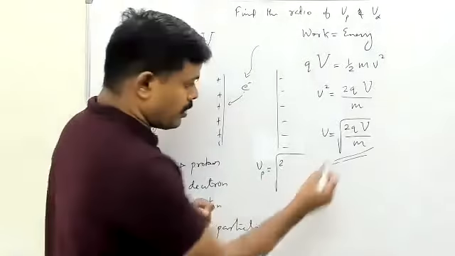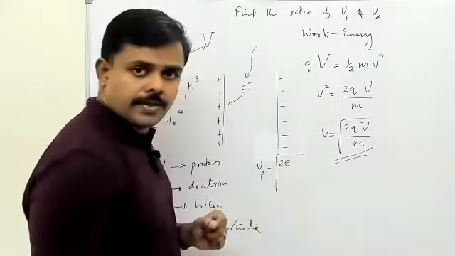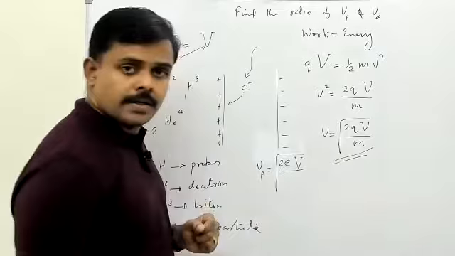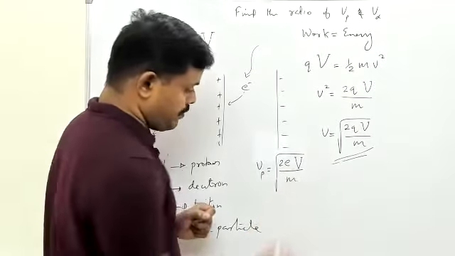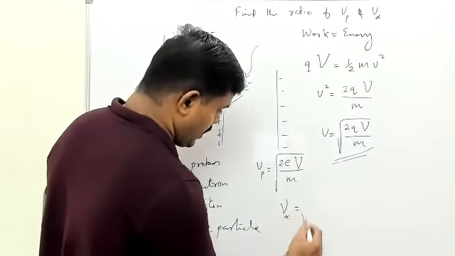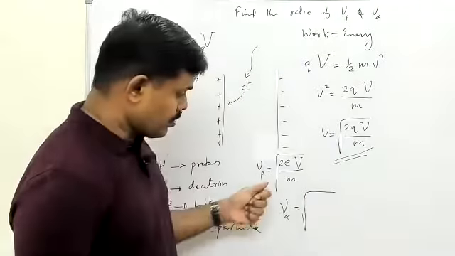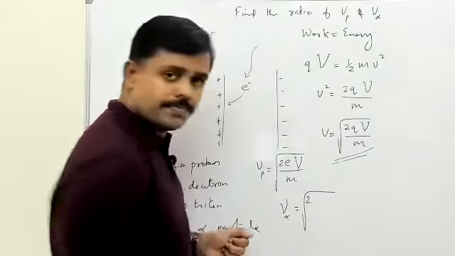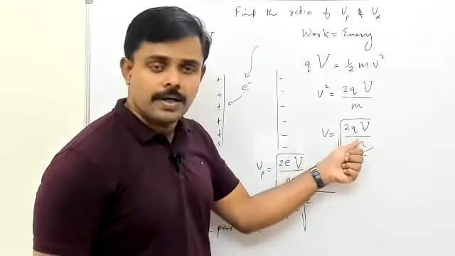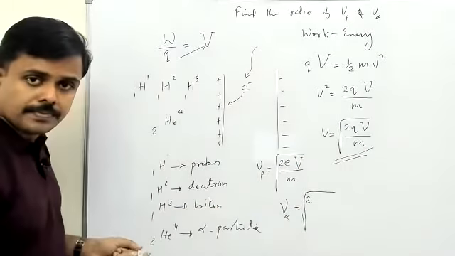The proton's charge is E. V is the potential difference. The proton's mass is M. And what about alpha? What is the charge for an alpha particle? V alpha is root of 2 into... What is the charge Q for the alpha particle?